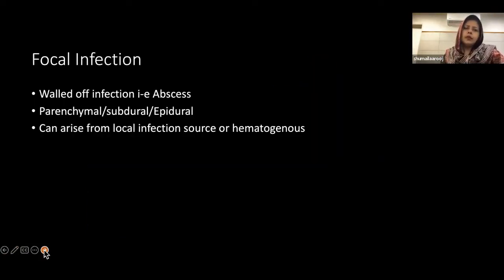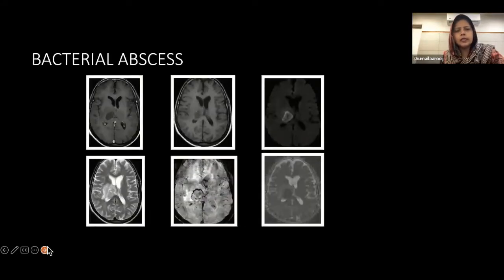So focal infections can be walled-off infections like abscesses, as we already discussed. They can be parenchymal, subdural, or epidural collections, and they can arise either from local infections or from hematogenous spread. This was a patient who presented to us with this focal abnormal signal intensity area, which was hypointense on T1 weighted images with some peripheral post-contrast enhancement.